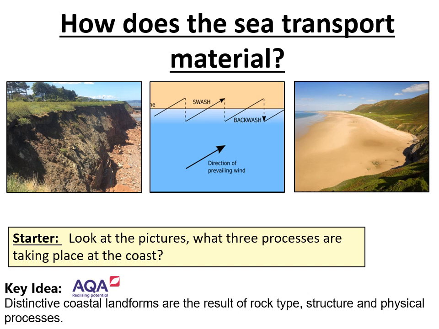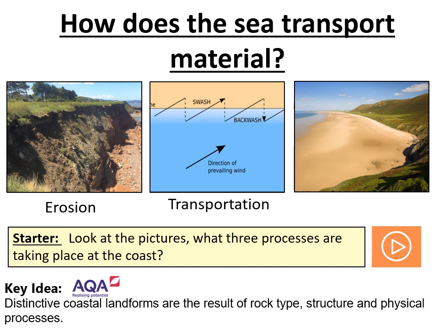First of all, have a look at the three pictures on the slide, and try to think about what the three processes taking place along the coastline are. Pause this for a second and see if you can come up with the names of the three things taking place in each of the pictures. Okay, did you get picture 1, erosion, picture 2, transportation, picture 3, deposition?